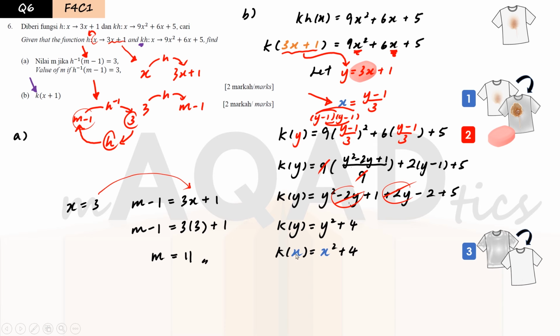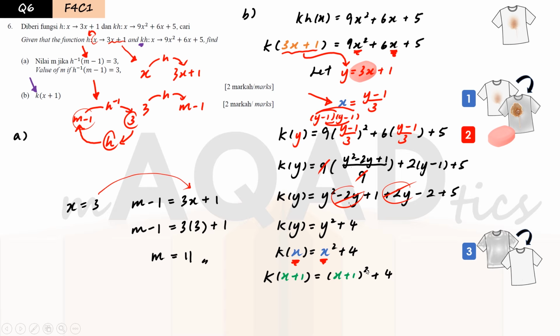Okay, so now we have the k function, so let us see what do we need to find. We need to find k of x plus 1. So meaning the value inside the function, we need to change from x to become x plus 1. So this means for all the values of x here, we need to change it to x plus 1. This x on the right side, we need to change it to x plus 1 also.